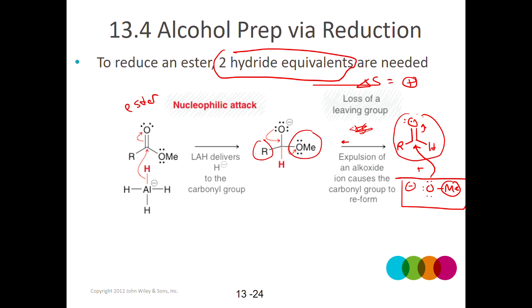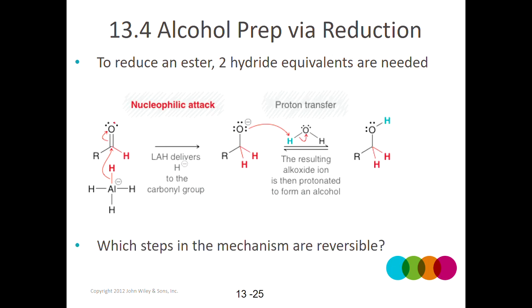And then the aldehyde that's created, which is right here, would then still be susceptible to reacting with another hydride from another molecule of LAH. That's why we need two molecules of H minus from LAH to come in there. And the second one would push electrons up. And then this is basically stuck.